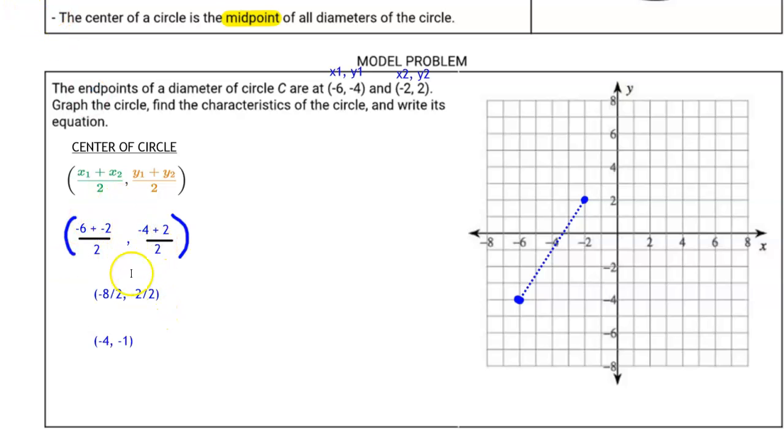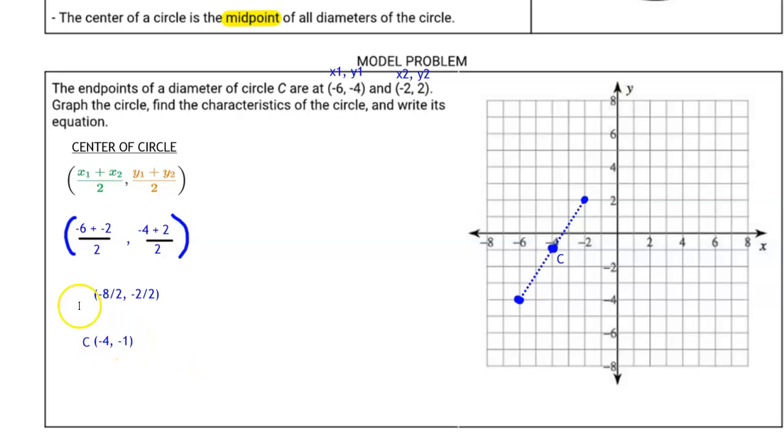And now we found that the midpoint of the diameter, in other words, the center of the circle, is at (-4, -1). We can actually label that as point C now, because we know that point C is the center of circle C. So let's plot that on the diagram. All right, so now we're halfway there. We know the center.